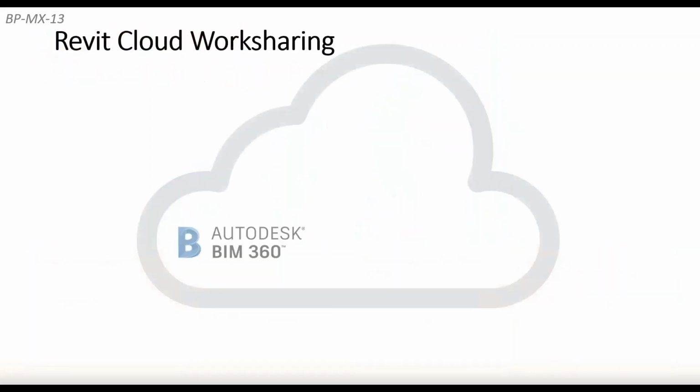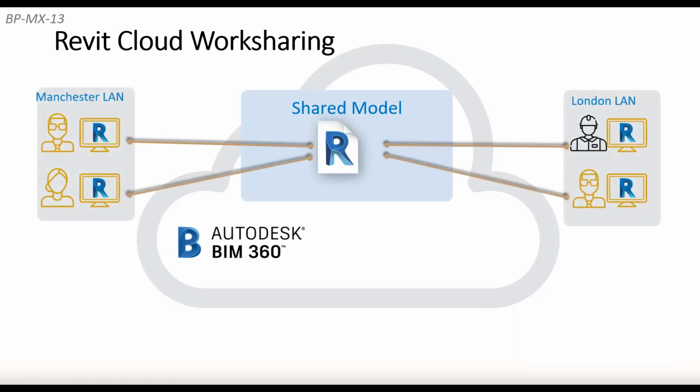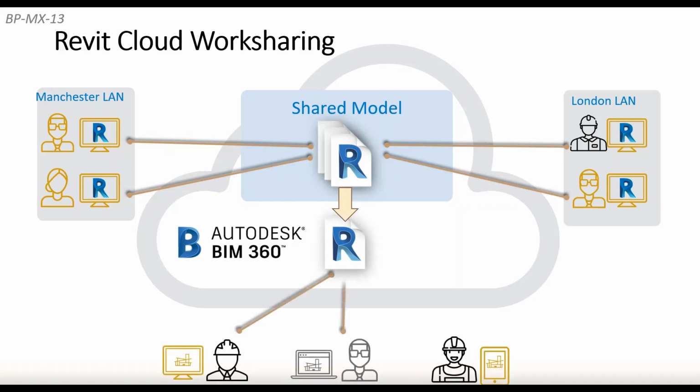So if we take that into context, if we look at cloud sharing itself and work sharing within the cloud, we would share the model directly to BIM 360, which then gives us the option for users wherever they are in the world, whether that's, for example, in Manchester, Berlin, or New York. We can share and utilize that information from the cloud, and it doesn't have to necessarily be within your organization. It can be with the whole design team, which then allows us to link that information directly into our models and collaboratively work together.